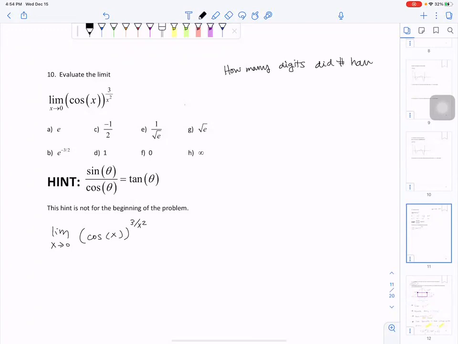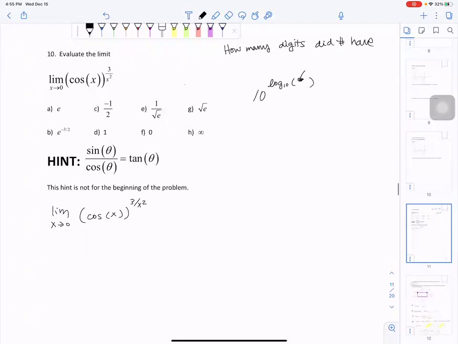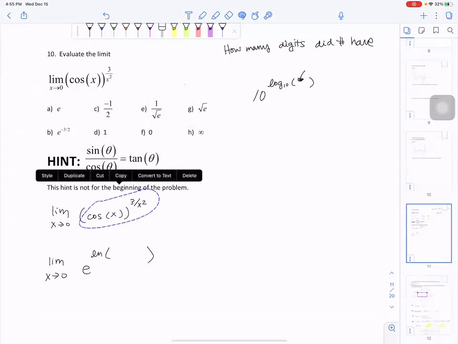Or like those related questions. Remember what we did there? We would do 10 to the log of whatever thing they were asking us to find. So we're going to use a similar technique here, but here we're going to use the technique where e to the natural log of whatever they're asking us to find.